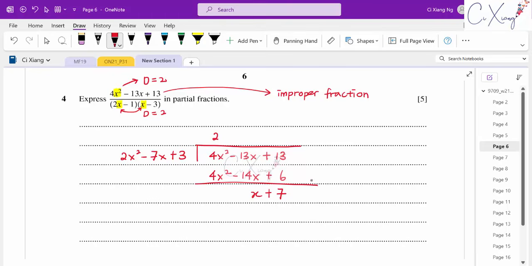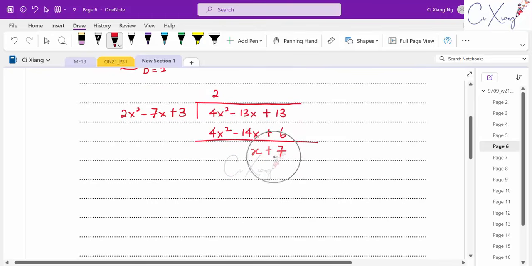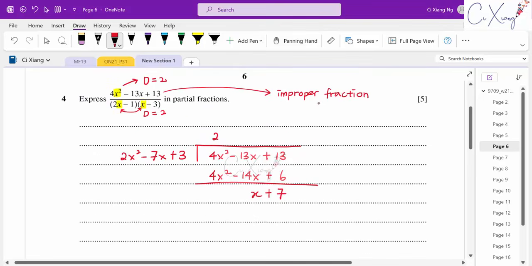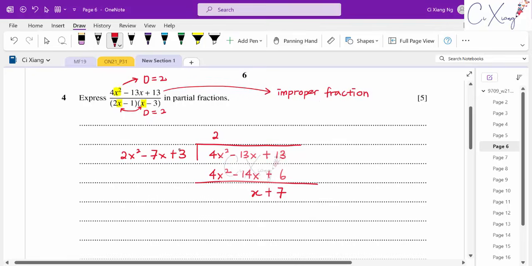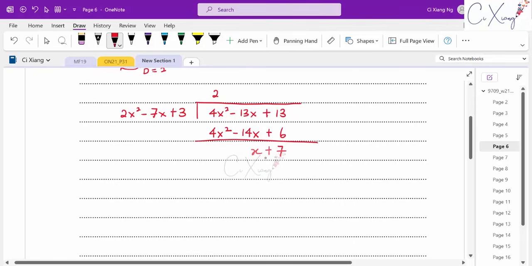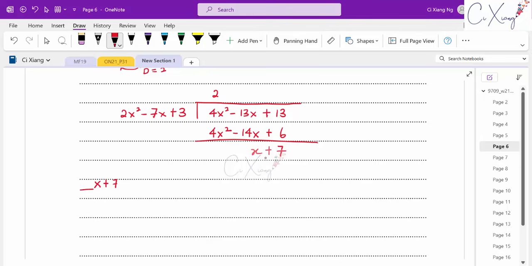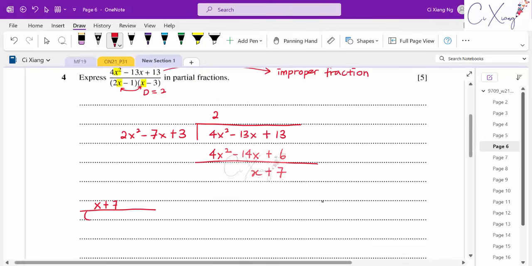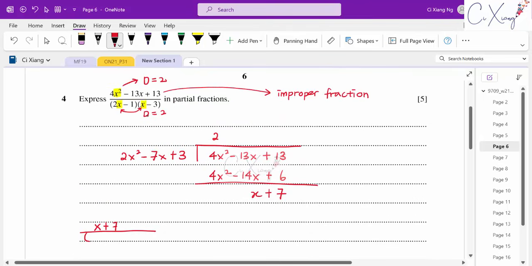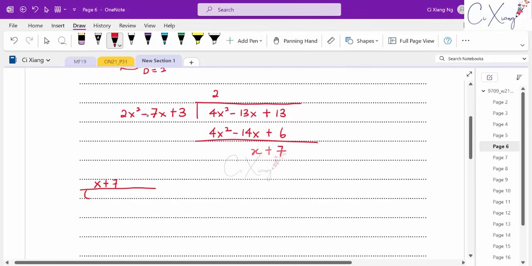After you apply the long division, the remainder over the divisor now will become our proper fraction. So we can find out the partial fraction from the remainder. That means our proper fraction will be x plus 7 divided by the denominator 2x minus 1 and also x minus 3. So 2x minus 1, x minus 3.